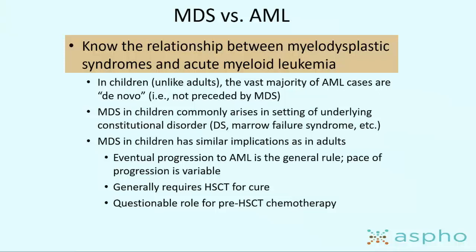And then MDS in children does have similar prognostic and therapeutic implications as in adults. Similar, not identical. Eventual progression to AML is the general rule, although there have been exceptions. Generally, MDS cases do require transplant for cure, and there is a questionable role for pre-transplant chemotherapy. There's an increasing use of demethylating agents like azacitidine and decitabine in this setting. Again, Dr. McLean will go through that in more detail.